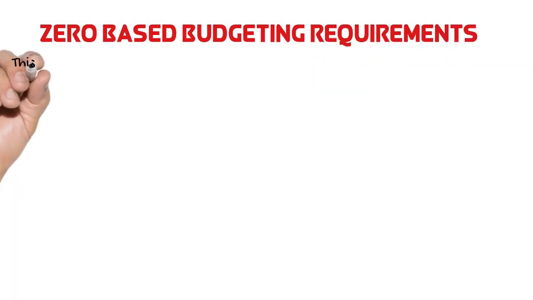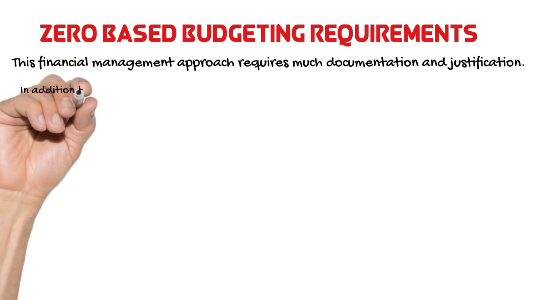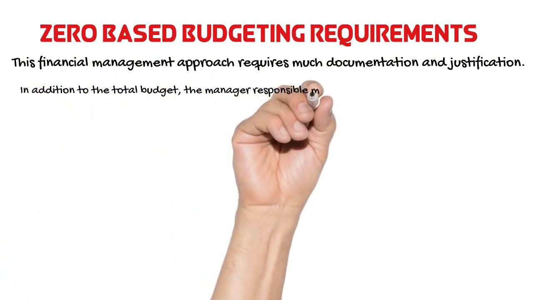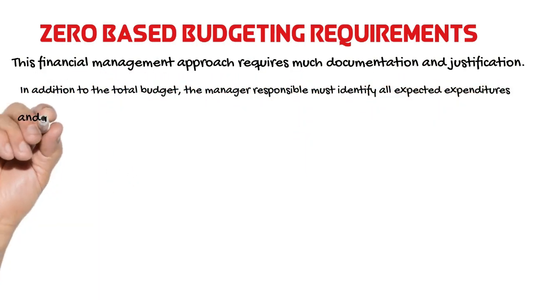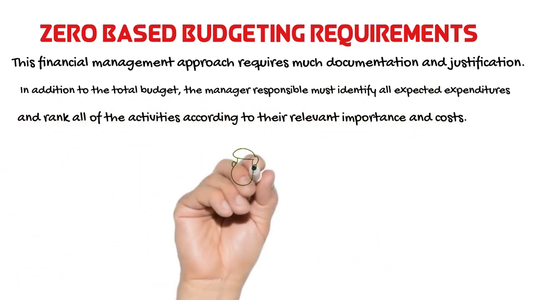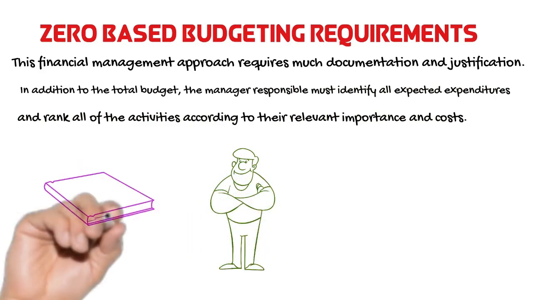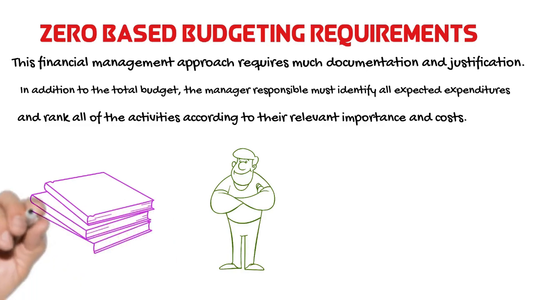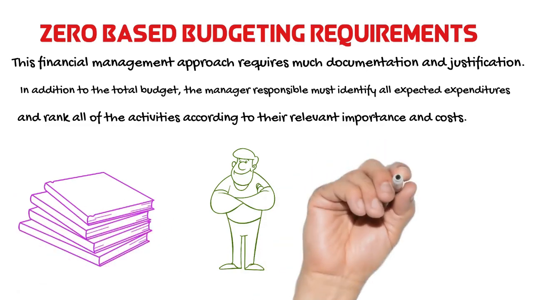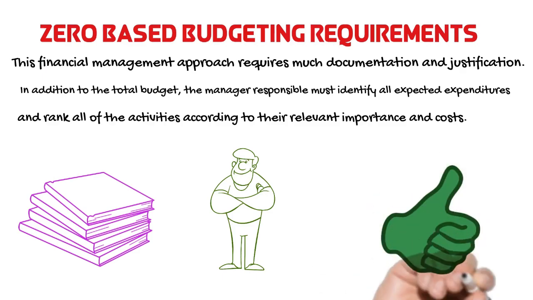Zero-based budgeting requirements. This financial management approach requires much documentation and justification. In addition to the total budget, the manager responsible must identify all expected expenditures and rank all of the activities according to their relative importance and costs. The persons ultimately responsible, high-level managers, can make decisions about investments and budget cuts that can be justified at all times based on their supporting information and no immediate pre-financing, as is the case in the traditional manner of budgeting.